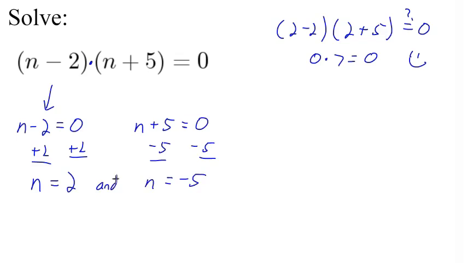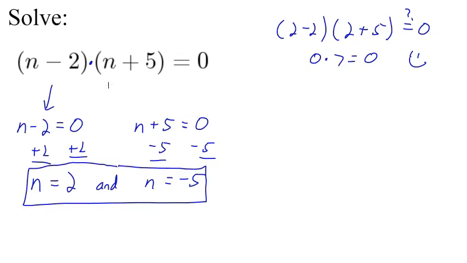So here we have two solutions for n. n equals 2, and n equals negative 5. Notice we could substitute negative 5 for the n's, and we would have negative 7 times 0 does equal 0.